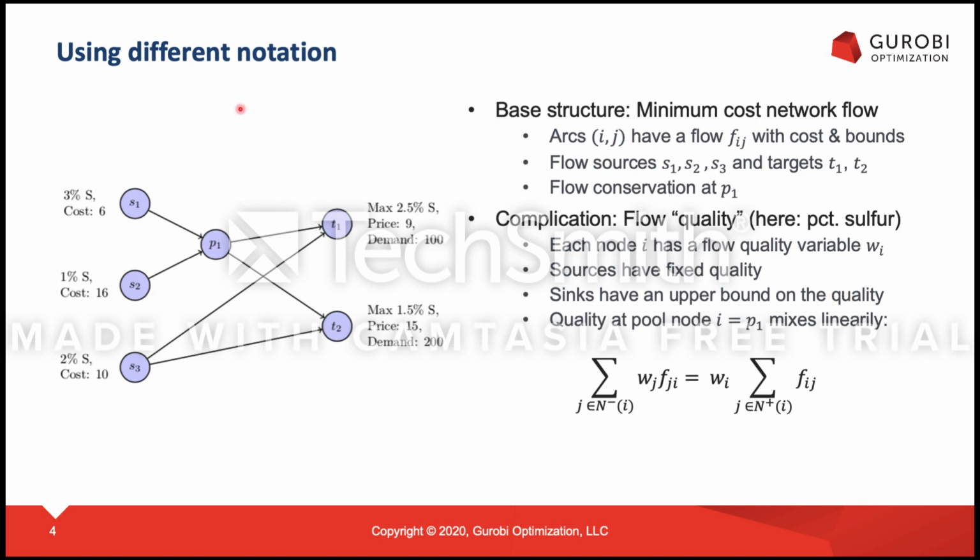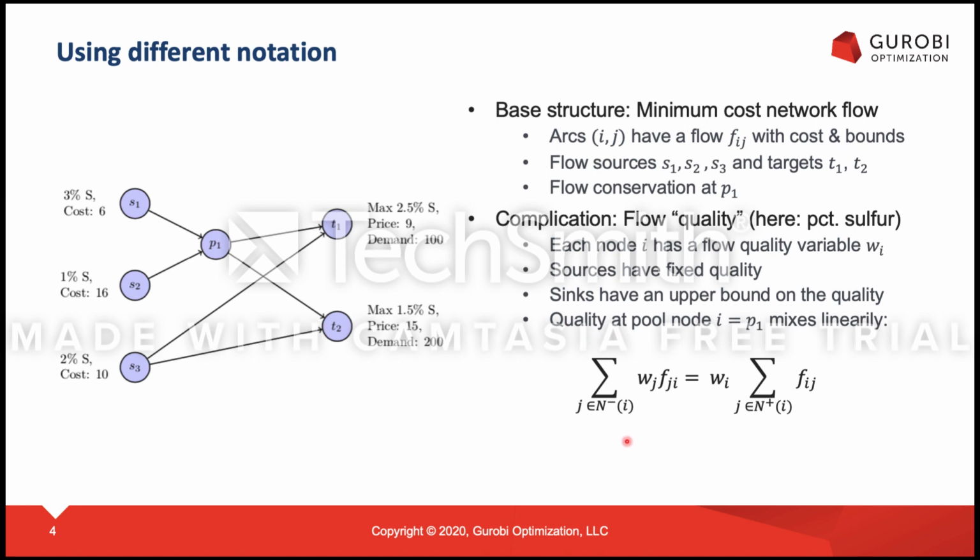And now the interesting part is what happens at P1. The most simple model you can think of is if you mix two different qualities of oils. The resulting quality is just the average of the two, weighted of course by the amount you have put into them. And this is exactly expressed in this equation.